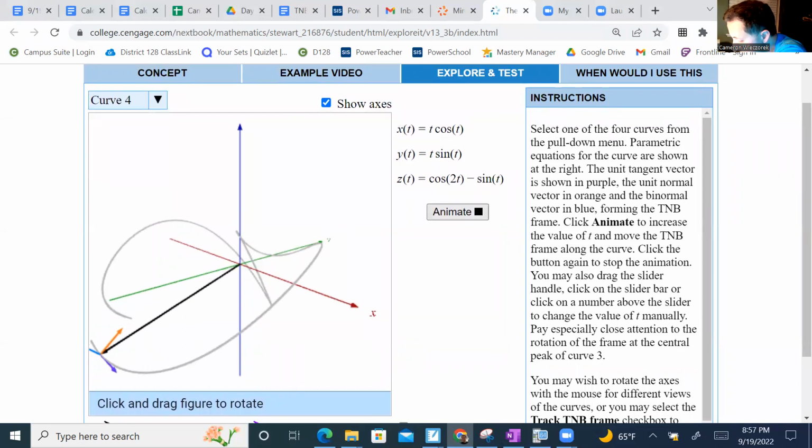If I animate it, you can watch what happens as you move along the curve for different values of t. We would expect more rapid change to happen probably about now. Watch how it's going to kind of rotate. Big curvature means more rotation for that TNB frame.